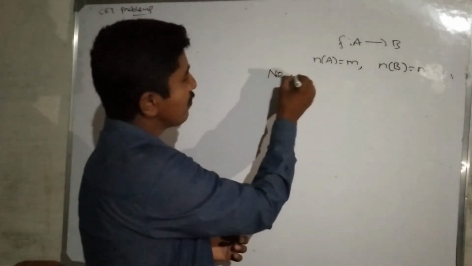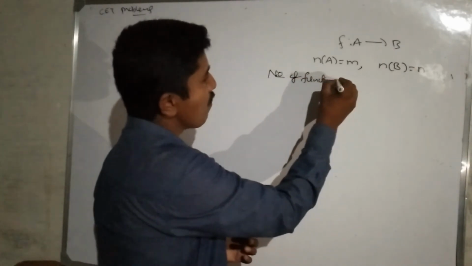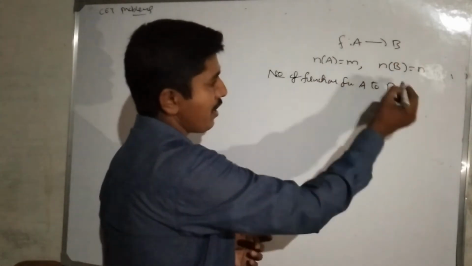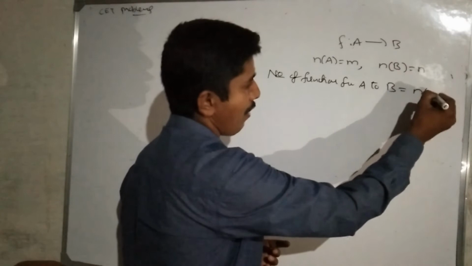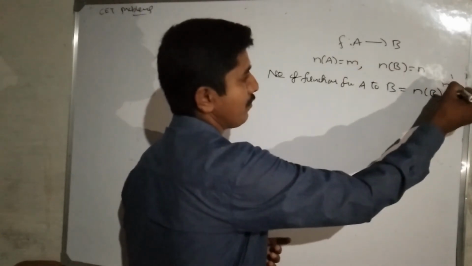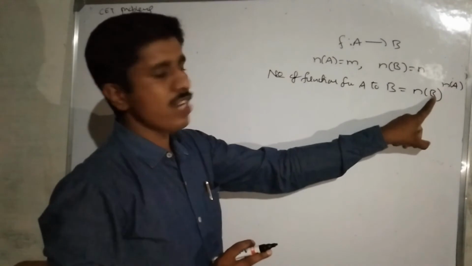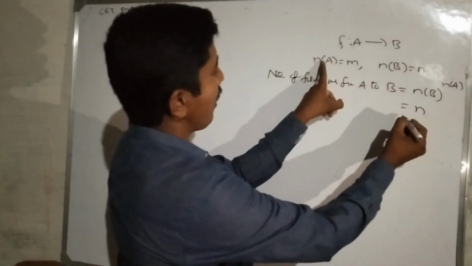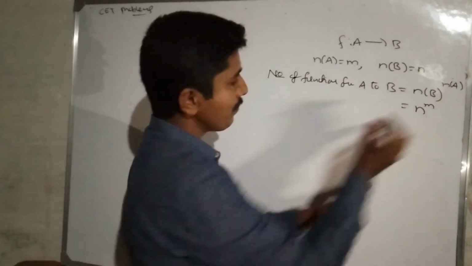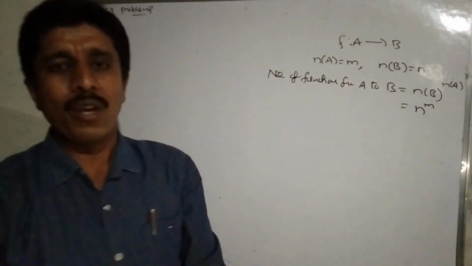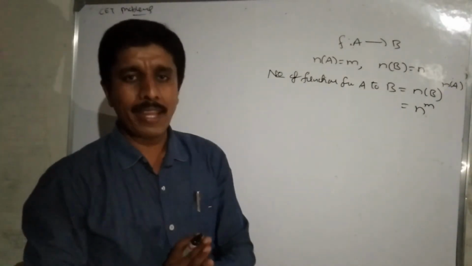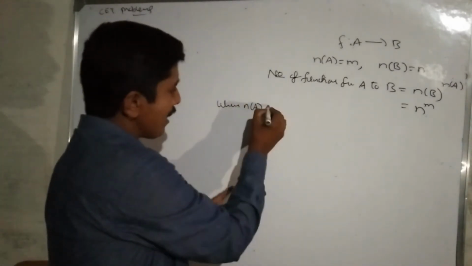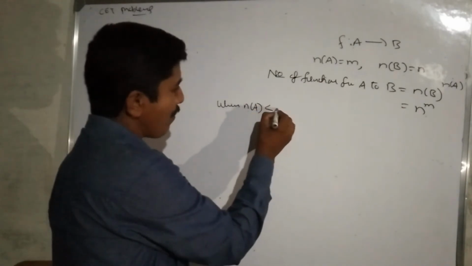Number of functions from set A to set B equals n of B whole power n of A. N of B means the number of elements of the codomain, power the number of elements of the domain. Here n of B equal to n, n of A value m. So the number of functions from set A to set B is n power m. Next, when the number of elements in the domain is less than or equal to the number of elements in the codomain.